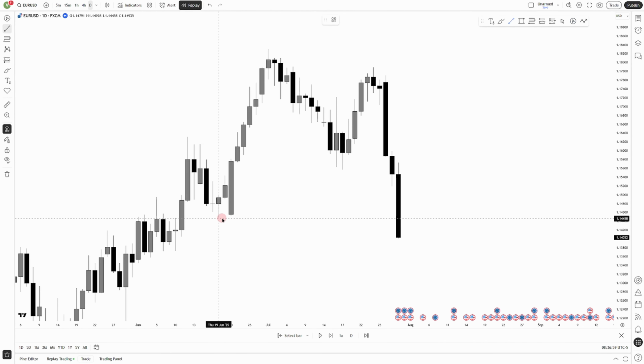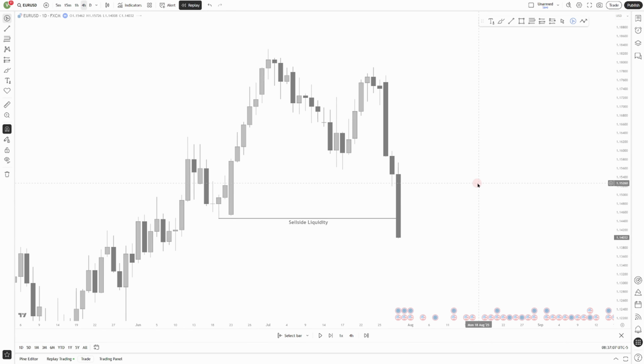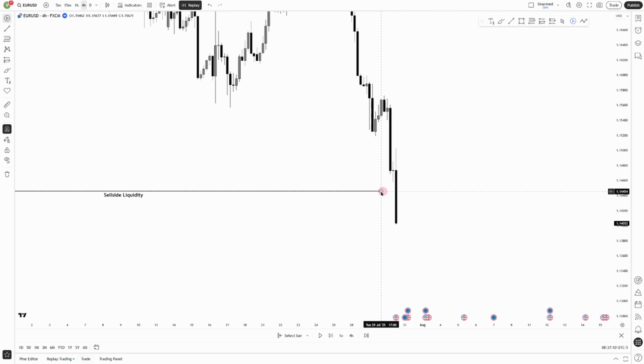Now in this example, we are on the daily time frame, and our sell-side liquidity has been swept, so our daily bias is bullish. Now we will drop down to the 4-hour time frame.